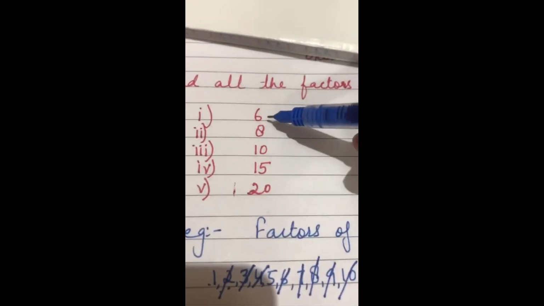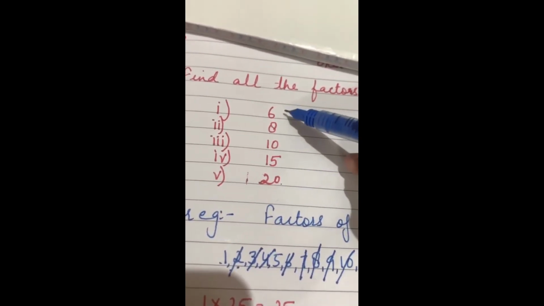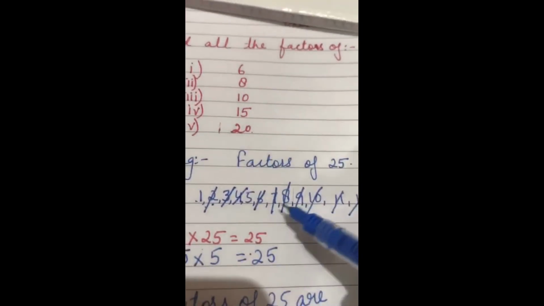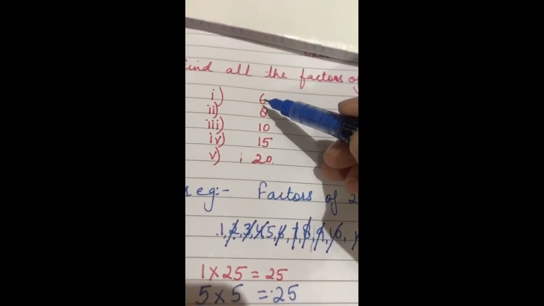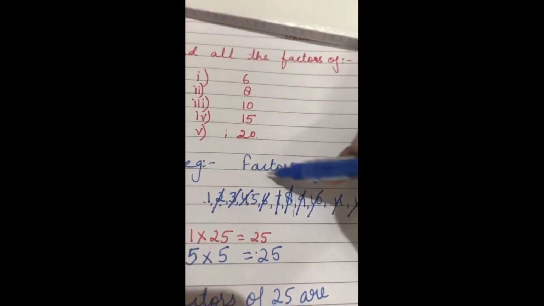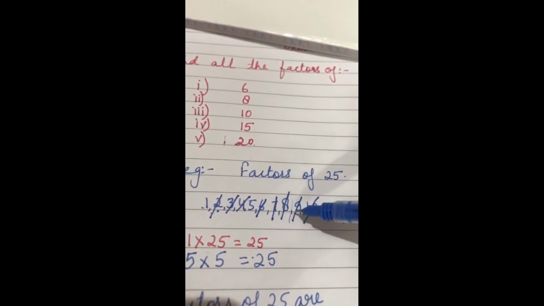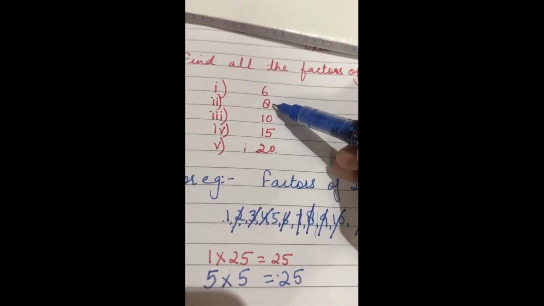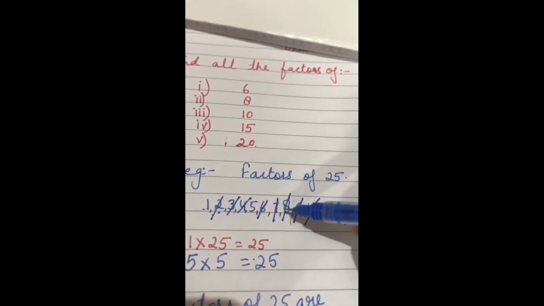So children, the same way you will find the factors of 6, 8, 10, 15 and 20. But here, for 6, don't go up till here, just go till 6. Why? Because it is a small number. Don't check 7, because when you multiply 7 by 1, the very first number is bigger than 6. So there is no point of checking 7, 8, 9, 10.